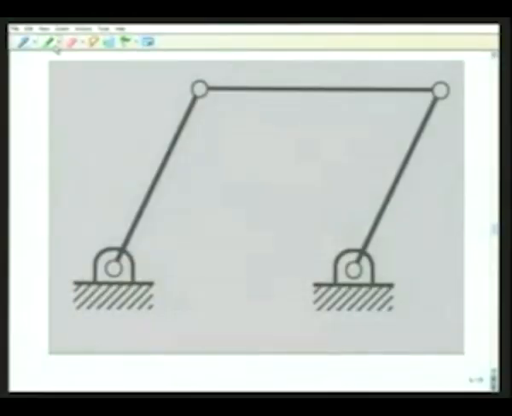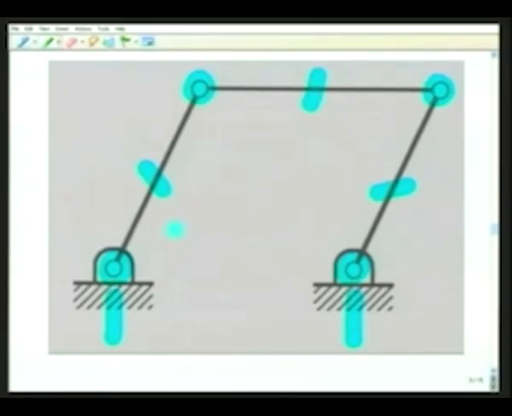We have already said that due to some special kinematic dimensions, the formula that we derived may give a wrong result. As an example, let us talk of this parallelogram linkage. This is a 4-link mechanism with 4 revolute pairs, but the opposite sides have equal lengths. These 2 links are of the same length and this coupler length is equal to the frame length, that is the distance between these 2 fixed pivots.